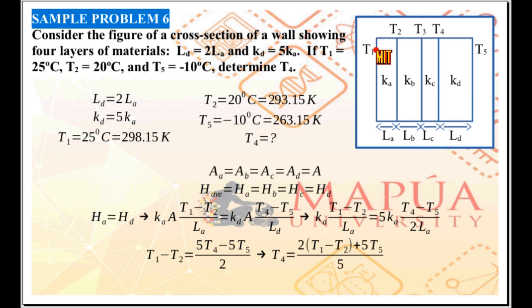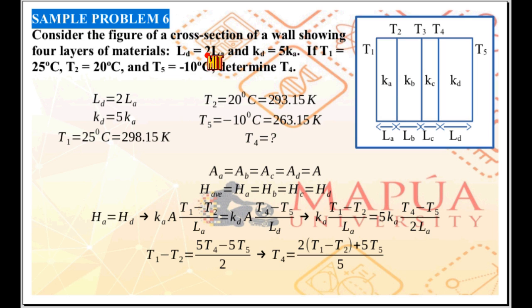This side of Ka has temperature T1. The interface between Ka and Kb has interface temperature T2. The interface between Kb and Kc has interface temperature T3. And the interface between Kc and Kd has interface temperature T4. And this side of the wall, the other side of the wall, has temperature T5.